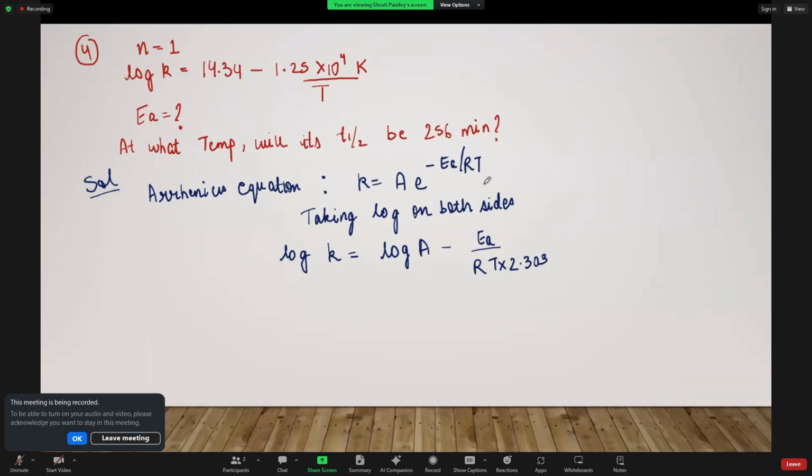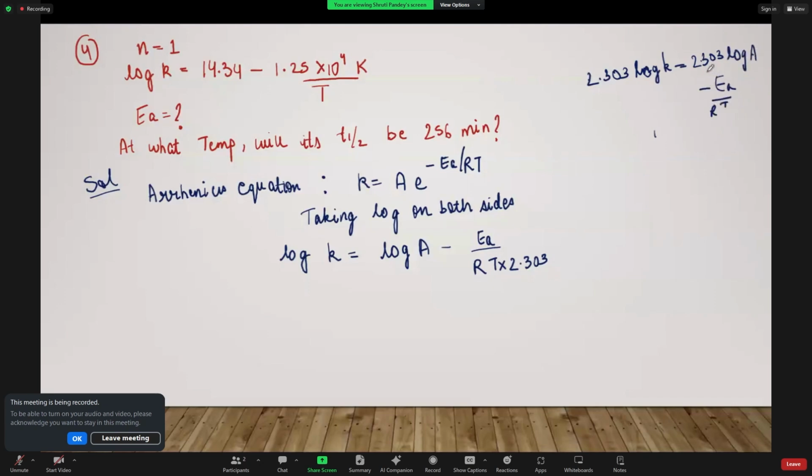so it will be ln k. ln is natural log, so to the base e, so ln k will be ln a minus Ea by RT. ठीक है, and as you know that when you are removing ln you need to put 2.303. ठीक है, तो everywhere you will get 2.303 यहाँ पे, so the equation would be 2.303 log of k, which will be equal to 2.303 log of a minus Ea by RT.